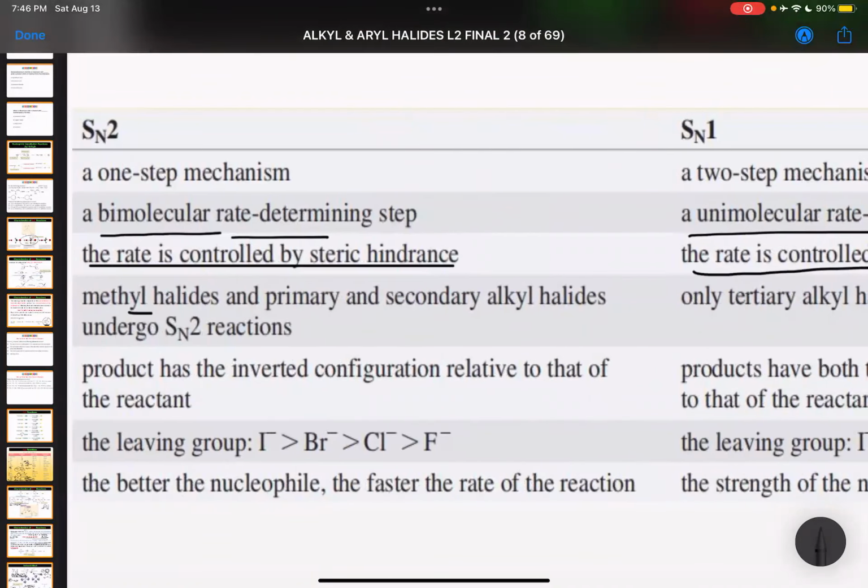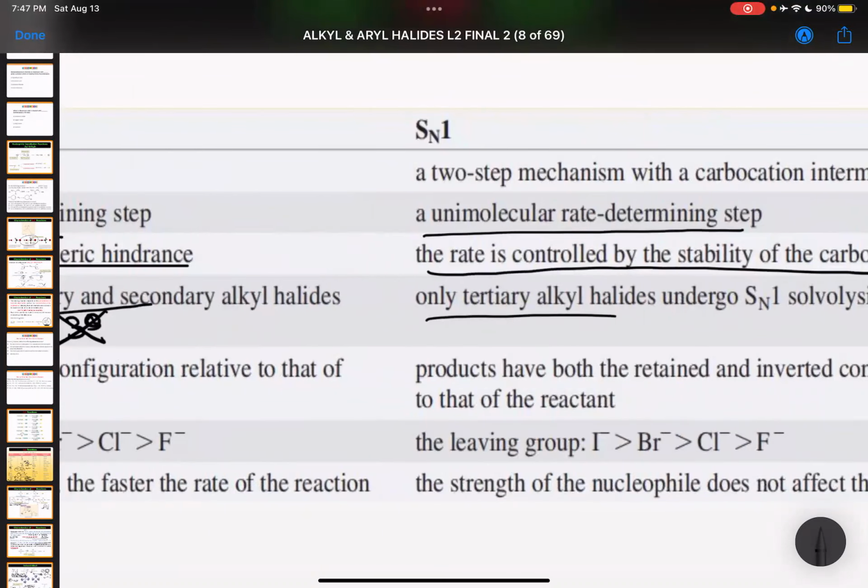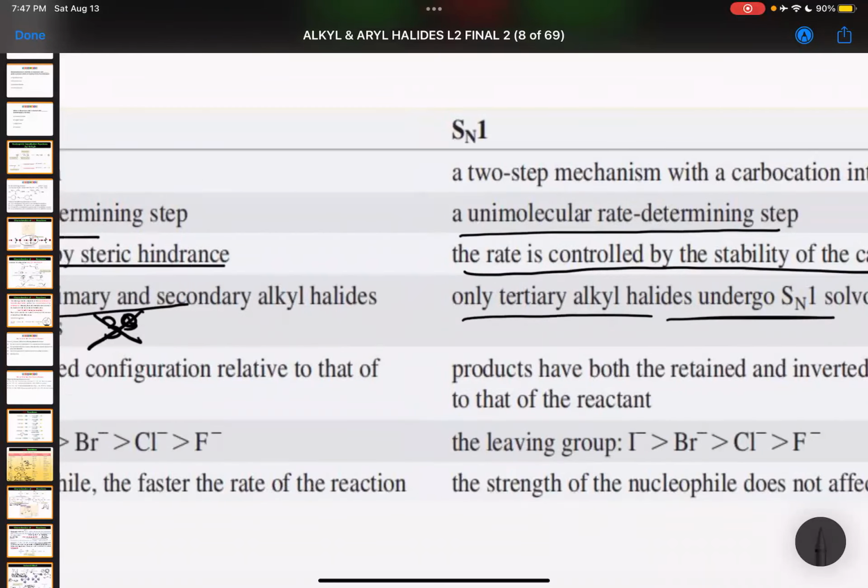So methyl halide, primary and secondary alkyl halides undergo SN2, but not the tertiary alkyl halide because it is too bulky, too crowded, and the nucleophile will not be able to access the carbon atom. But in SN1, the tertiary alkyl halide is going to react with much more ease because it can form a stable carbocation. And if the carbocation is stable, the energy is lower. Energy is lower means it can form very easily.